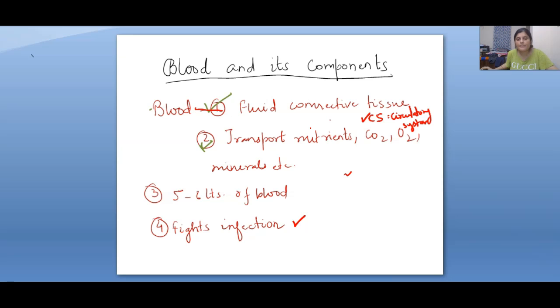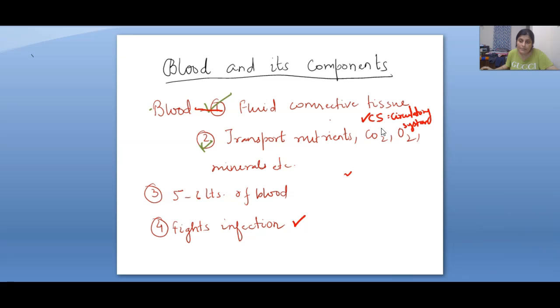Technically, blood can be defined as a fluid connective tissue. Fluid because it is liquid in nature, and connective tissue because it connects one part of the body to another part, as it involves the system called the circulatory system. The circulatory system is the system of blood vessels, capillaries, veins, arteries, etc.